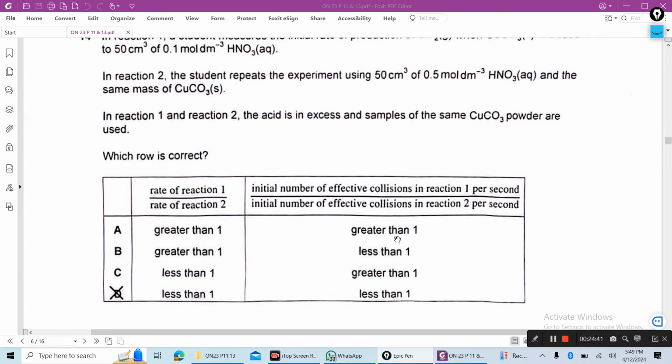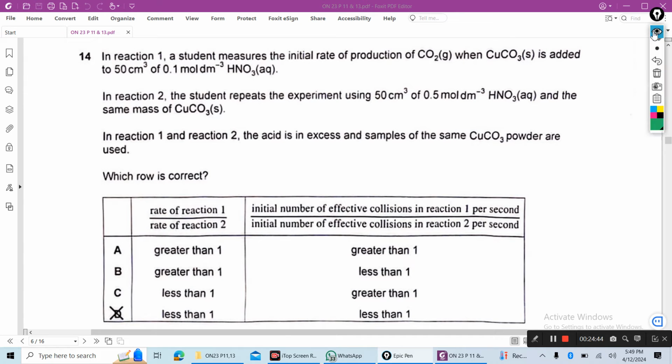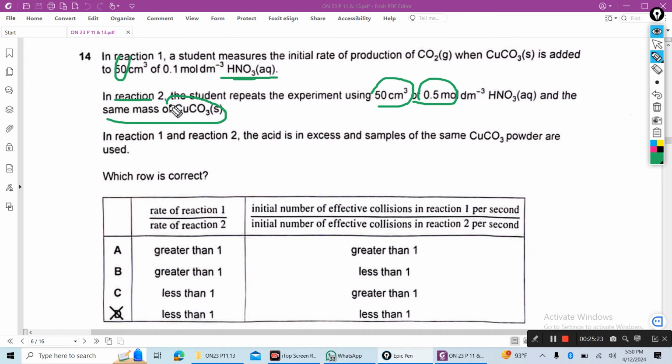Next, (14). In reaction 1, a student measured the initial rate of production of carbon dioxide when copper carbonate is added to 50 cm³ of 0.1 mol per dm³ nitric acid. In reaction 2, the student repeated the experiment using 50 cm³, same volume, but concentration is more, 0.5 mol per dm³ nitric acid, and the same mass of copper carbonate, same mass in both experiments.